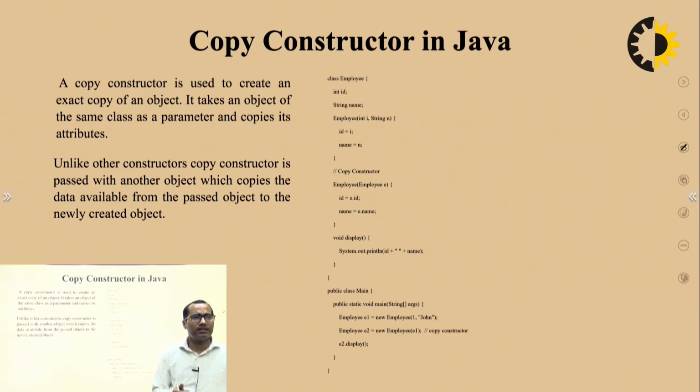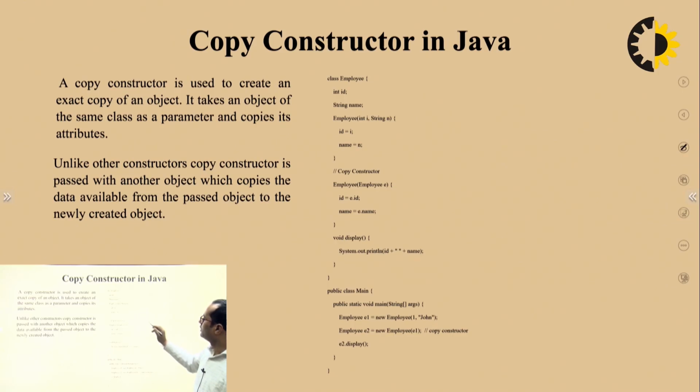Unlike the other constructors, a copy constructor is passed another object. In this type of constructor, we pass the other object, which copies the data available from the past object to the newly created object. That means for the new object that is created, a copy of the object, all the data is passed into it.